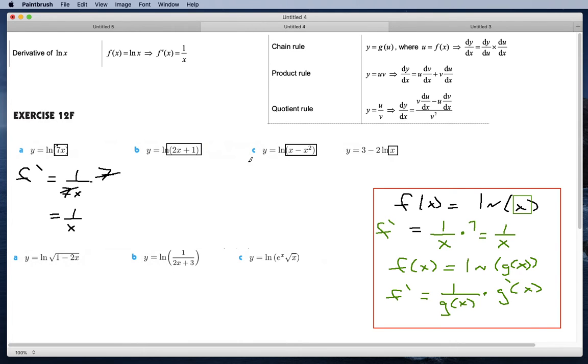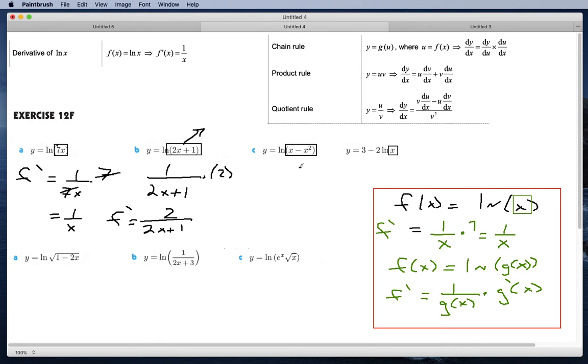Okay, let's try the second one. If I derive a ln, it's 1 over the ln argument, and I have to chain that onto the derivative of what's inside here. The derivative of 2x is 2, and the derivative of 1 is 0. So if you clean this up a bit, you're going to have 2 over 2x plus 1. So there we go. That's our derivative in this case.